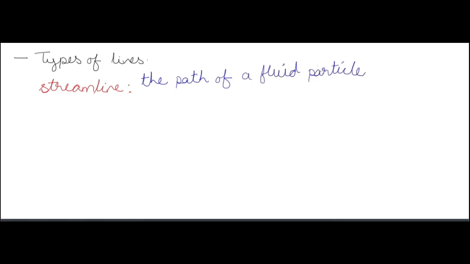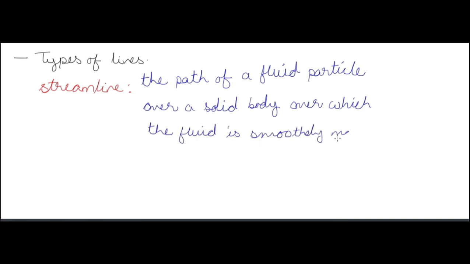Now we deal with three types of lines: a streamline, path line, and a streak line. First of all, there is the streamline. A streamline is the path of the fluid particles over a solid body. When the fluid is flowing over a solid body, the path traced by the fluid particles over this solid body is known as a streamline. But the flow of the fluid at that time is without turbulence.